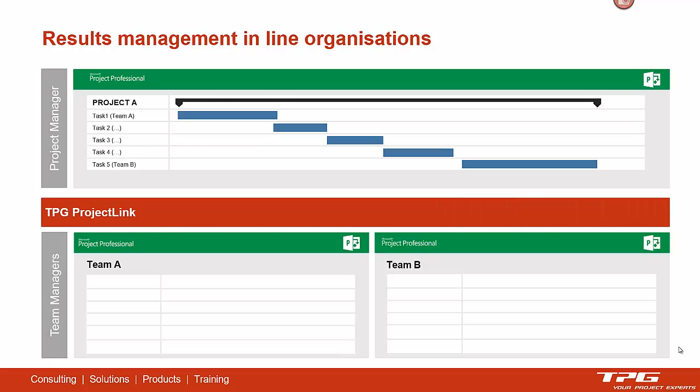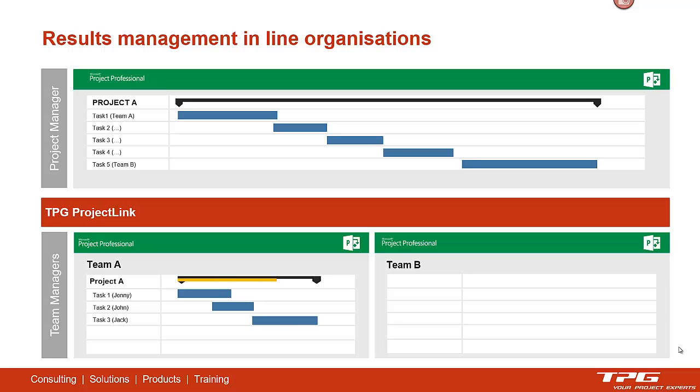Below that, we have also project plans, but we call them more or less team plans, and these are planned by team managers who are covering the work of their team. So let's say task number 1 from project A is requesting work and time from team A. So Project Link transports the key information of that task down into this team plan, where the team manager then is planning this work on a detailed level and assigns resources to these tasks.